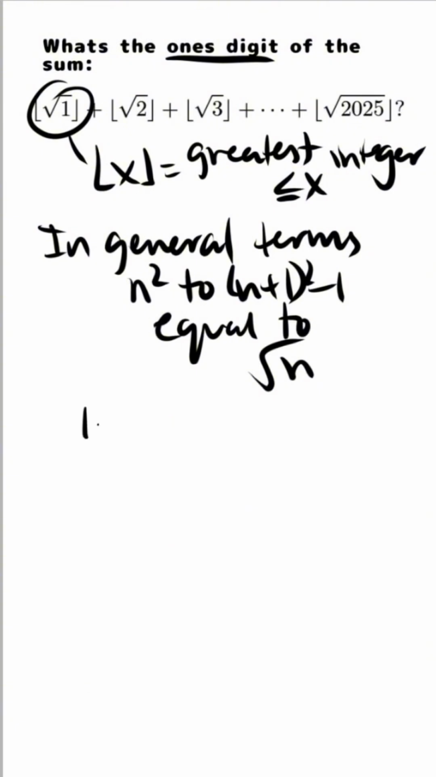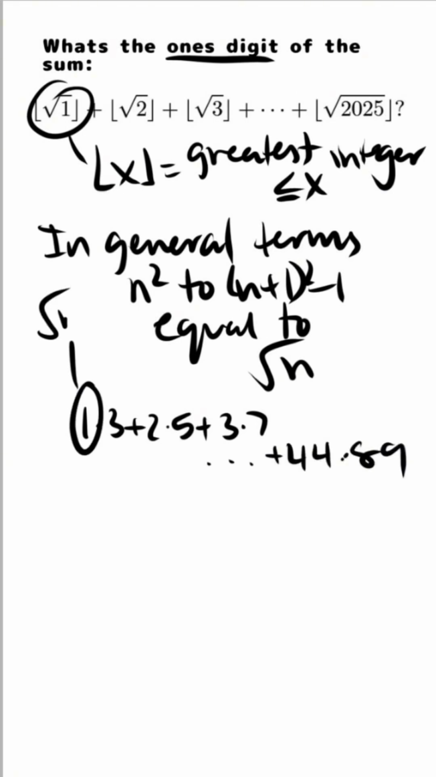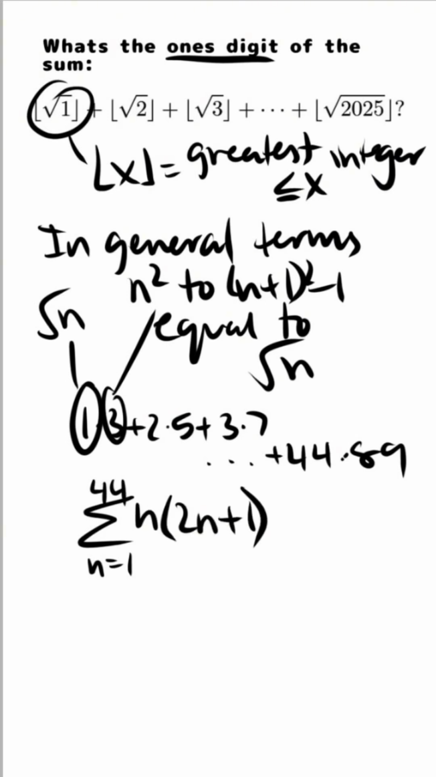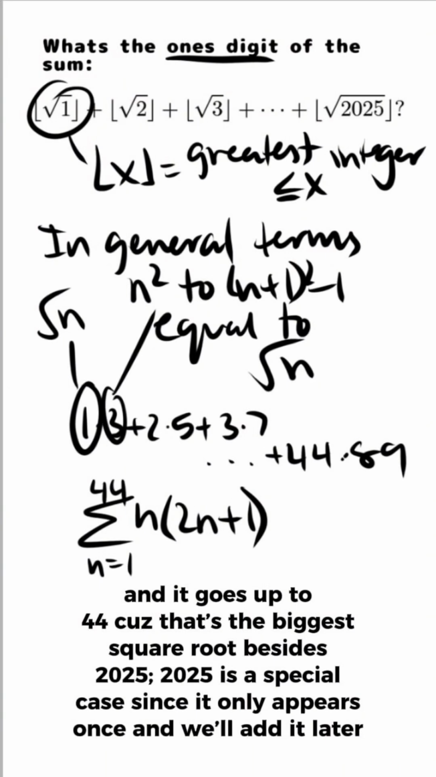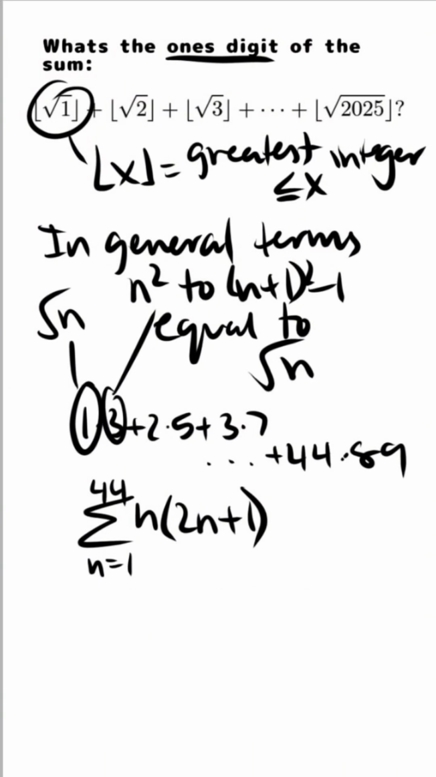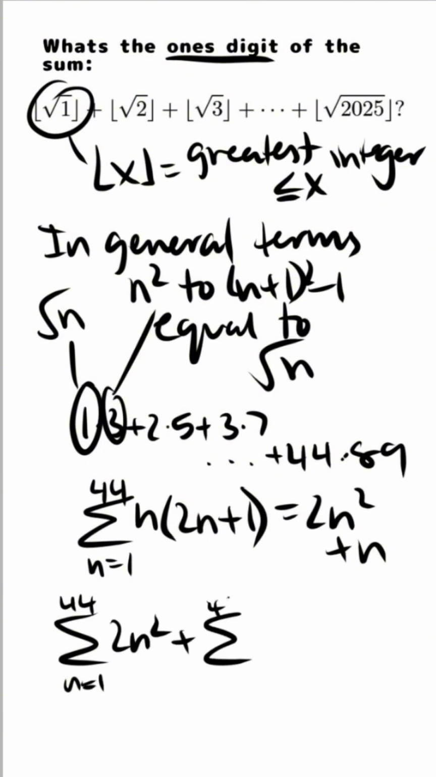Writing out the sum, we get 1 times 3 plus 2 times 5 plus 3 times 7 all the way up to 44 times 89, which can be written as a summation, sigma n equals 1 up to 44 of n times 2n plus 1, which can be derived from the fact that from term n squared to n plus 1 squared minus 1, there are the absolute difference of those 2 plus 1 terms. Then we can expand and separate this into 2 summations as shown.